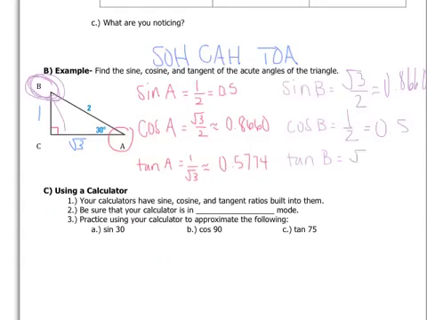Okay, and then from angle B, what's the length of the adjacent side? 1. That decimal approximation should be 1.7321. Are there questions or comments on finding your 3 trig ratios?